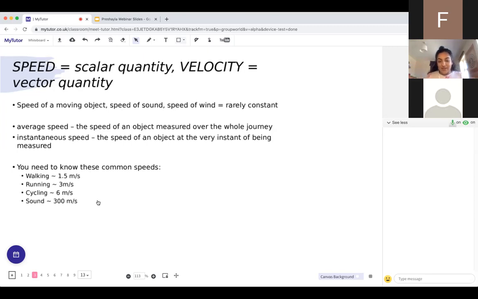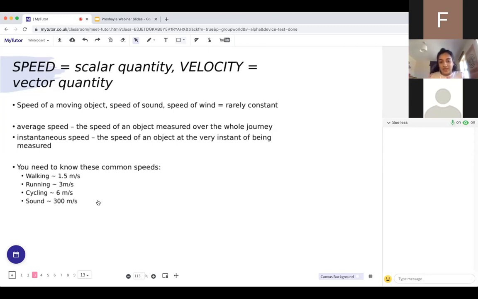Instantaneous speed is the speed at one specific point. Okay, so let's say the car passes, I don't know, a bus stop. When it passes a bus stop, it has an instantaneous speed. What is the speed at that point? Okay, so when it passes a bus stop, what is the instantaneous speed at that single point?